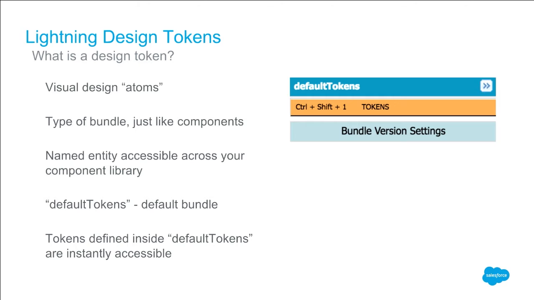The first and default bundle is called default tokens. And in a very Salesforcean way, you don't even have an option of changing the name of that default bundle. It's always default tokens the first time you create one. The good thing about that is any token defined inside of default tokens is immediately accessible across every component, every app in your namespace, in your library. It's instantly accessible, it's there, it's ready for you to use.